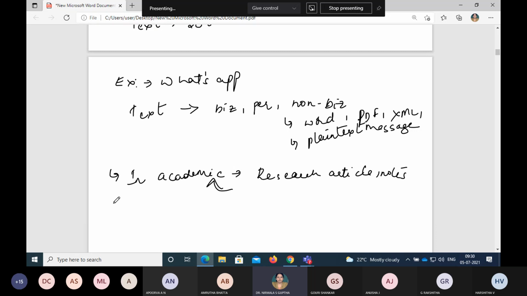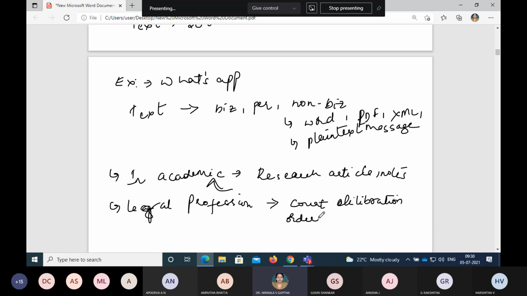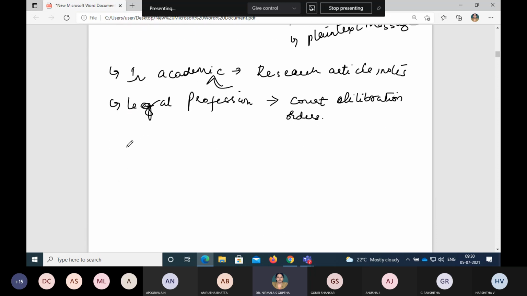There is also a lot of information in legal professions like law. When it comes to the legal profession, the text sources could include the law, court deliberations, or the orders received from the court. This is the kind of information that can be there with respect to the legal profession. Like this, we can list out n number of professions.